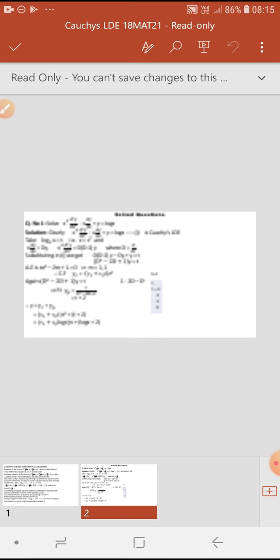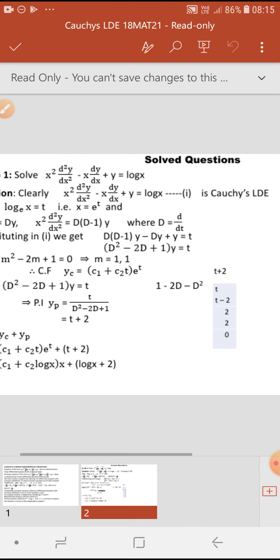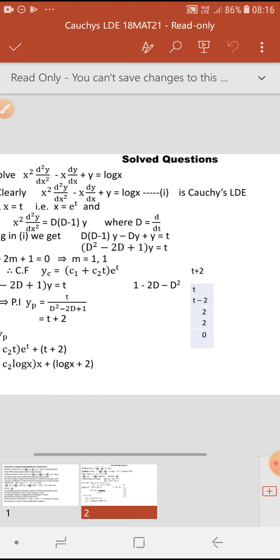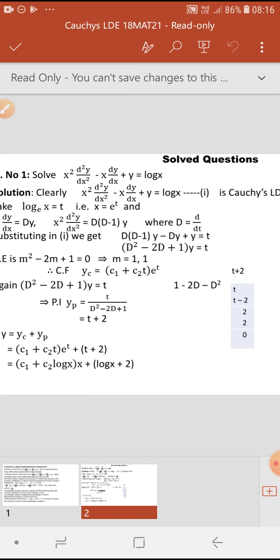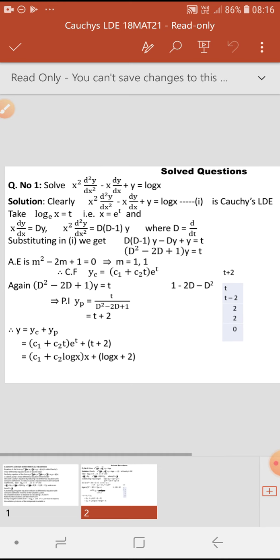Next we shall see some solved questions. As an example, we'll take some exercise questions and see how to solve them. So the first question is: solve x square d square y by dx square minus x dy by dx plus y equal to log x. You can see the equation.